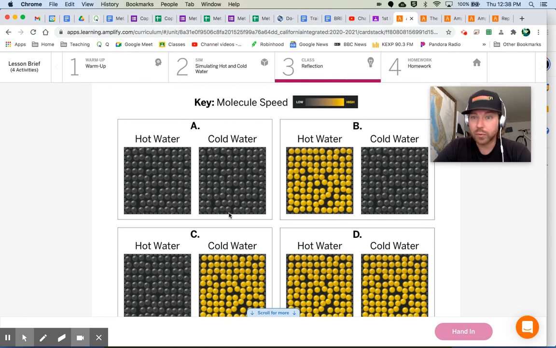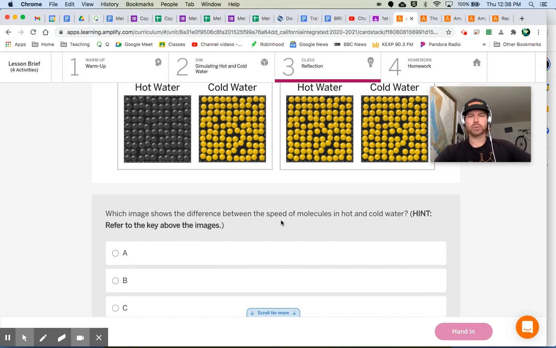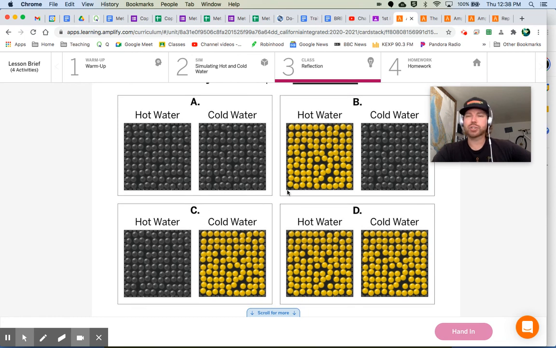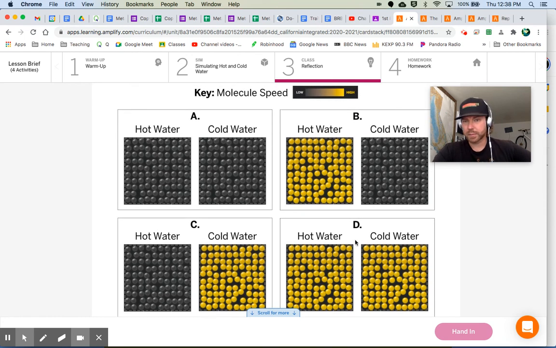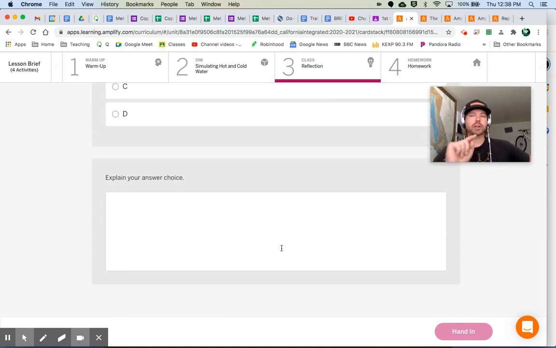And, okay, we have 4 examples here, A, B, C, and D. Which image shows the difference between the speed of molecules in hot and cold water? Which of these best shows the difference in the speed of the molecules in hot and cold water? And explain your answer choice. You're going to do that. I'm going to let you do that. I'm not going to answer that for you.